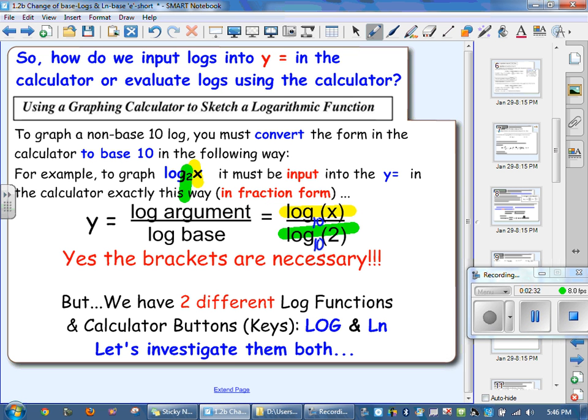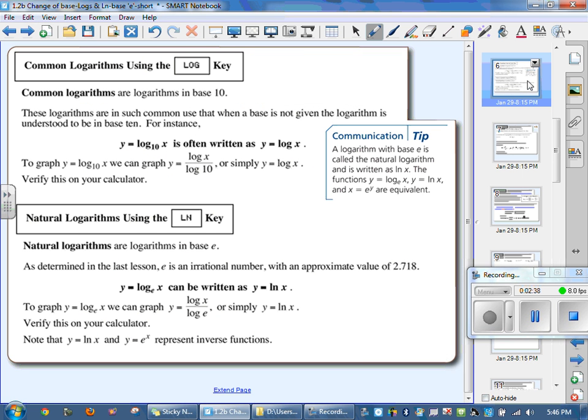But what if we have 2 different log functions and calculator buttons on our calculators? We have the log button and the ln button. Well, let's investigate both. We're using our log button. The log button is base 10. Okay, that's the big thing with our log button. So they're showing another example here. Log base 10 of x would be log x divided by log 10. Or simply log x, because our 10 can hide.